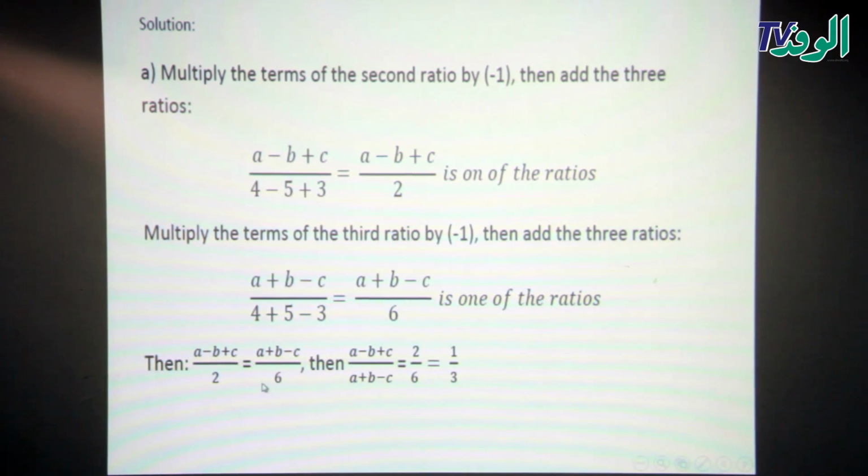Then they are equal. Using cross multiplication, or in another way, put a plus b minus c down and 2 up. Simplify and we get 1 over 3.